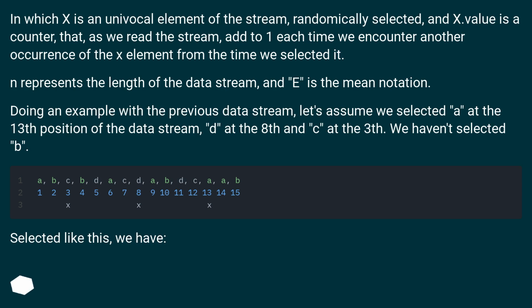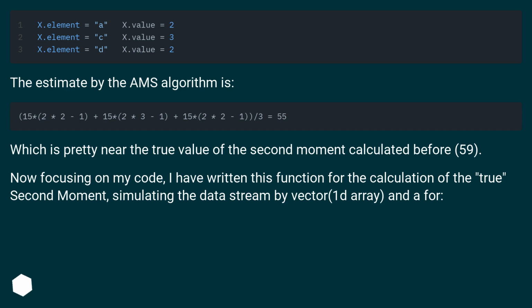Doing an example with the previous data stream, let's assume we selected A at the 13th position of the data stream, D at the 8th and C at the 3rd. We haven't selected B. Selected like this, we have the estimate by the AMS algorithm, which is pretty near the true value of the second moment calculated before, 59.